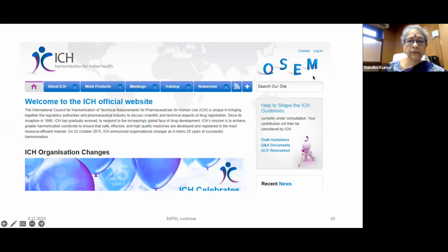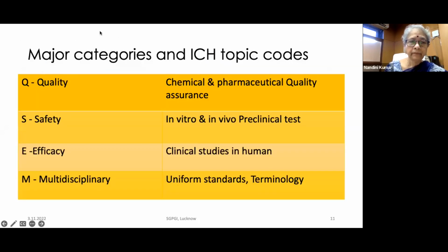So what is this QSEM? Q stands for quality, and it's for the chemical and pharmaceutical quality assurance. S for safety, for in vitro and in vivo preclinical test. E for efficacy, that is clinical studies in the humans. And M for multidisciplinary approach, like using softwares, having uniform standards. And when you talk about uniform standards, it's nothing but your standard operating procedures, because that would be the uniform procedure that you will adopt.